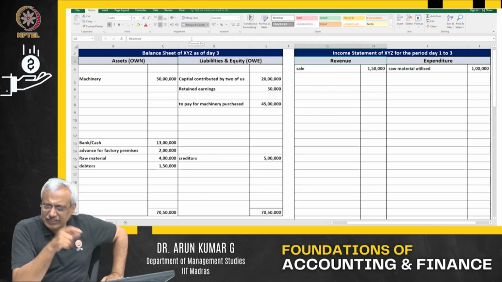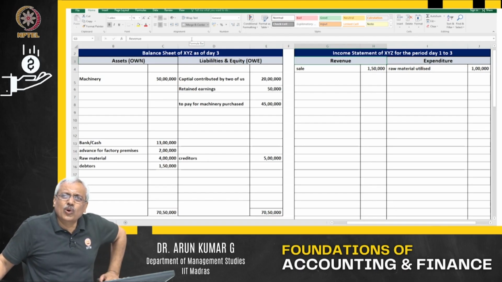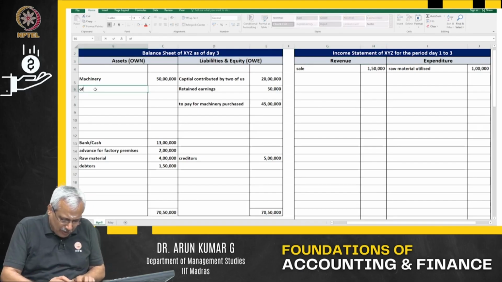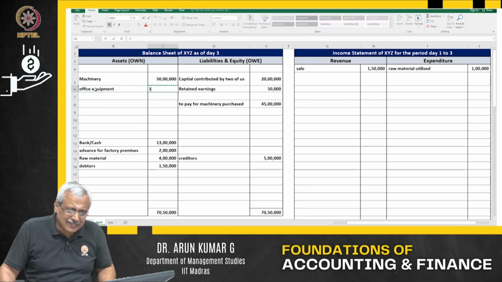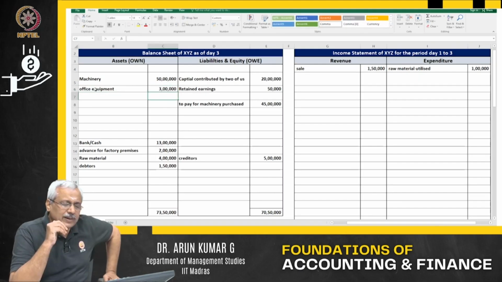So what is the worth of the office equipment? 3 lakhs or 300,000. Who owns the office equipment? It is owned by the company XYZ. So what happens? The company owns office equipment worth 300,000, or 3 lakhs, whatever you might want to say, it owns it.